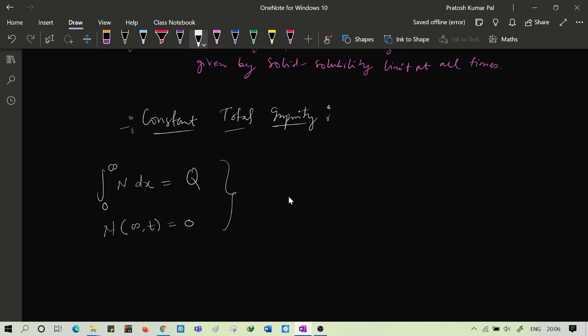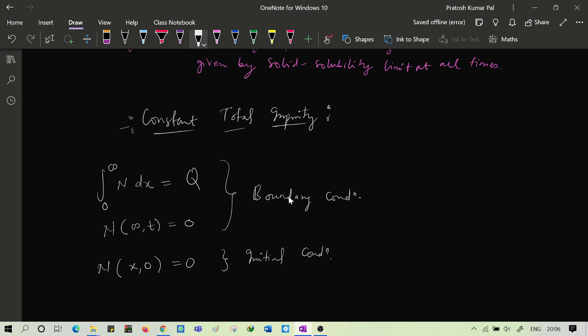So this is called the boundary condition. The next one is the concentration at some x value with time equal to 0. That means we are making the diffusion take place for 0 time duration, then the concentration will be equal to 0 initially. So this is called the initial condition.